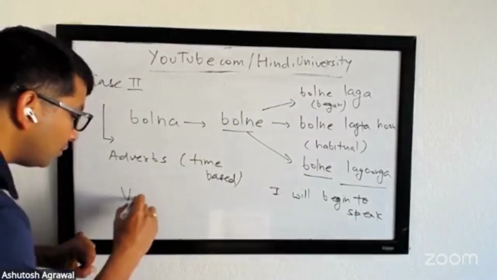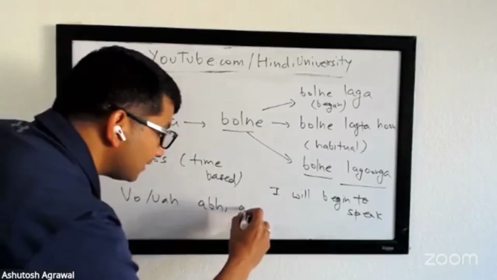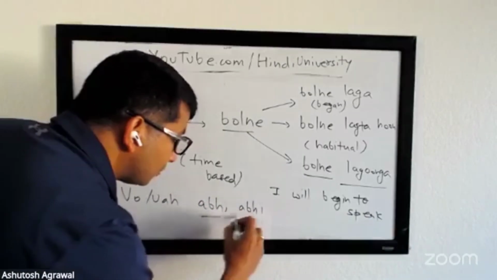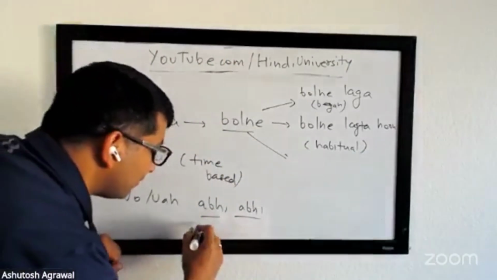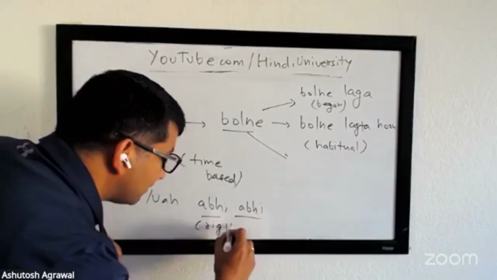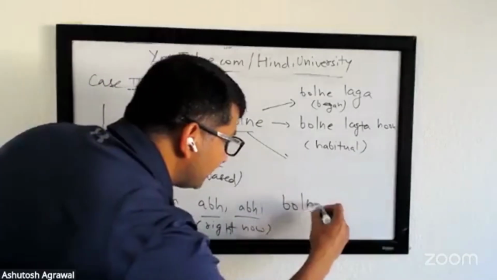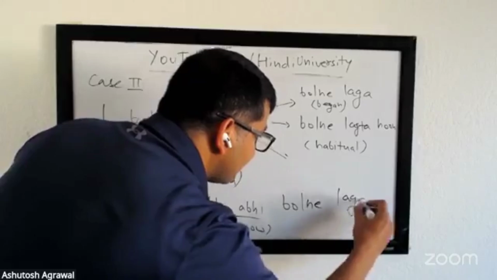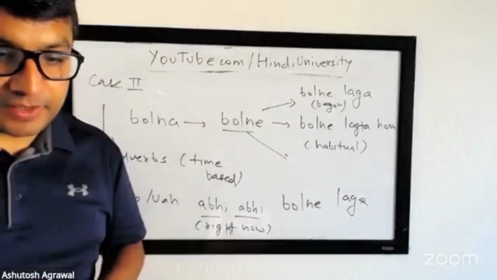वो और वह, अभी अभी. What is abhi abhi? Very good, right? Abhi abhi is right now. वो right now, वो अभी अभी बोलने लगा. He just started speaking. Okay?